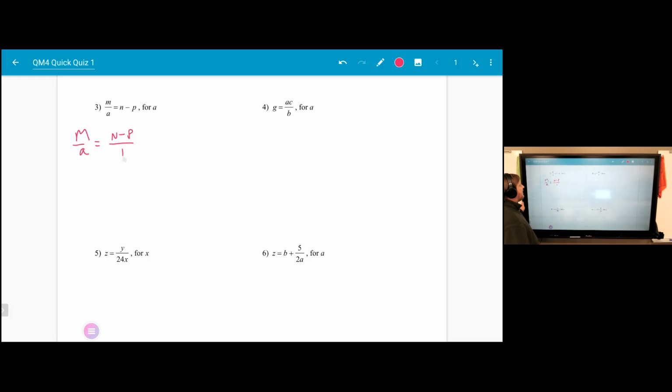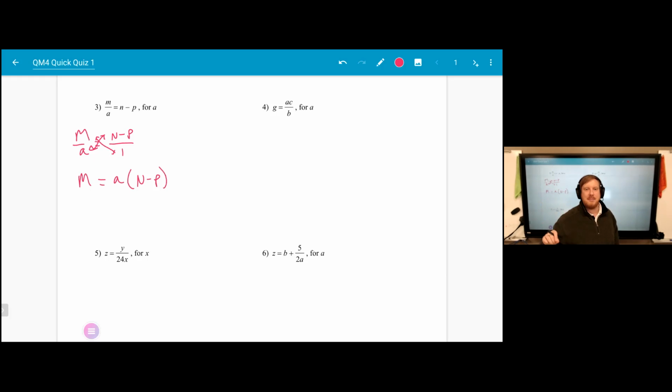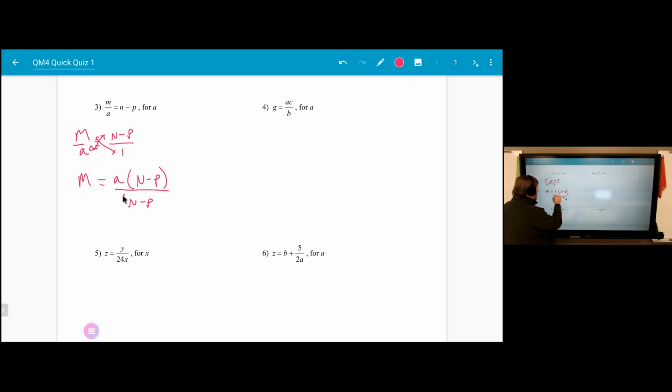Here's what you guys like. You like to cross multiply, and this is where you can actually do that. If you do that, you have m times 1, which is m, and you have a times the whole quantity of n minus p. So that's why I got to put it in parentheses. It's not just a times n, it's a times n minus p. And here, to get a by itself, we're just going to divide both sides by that same n minus p. And guess what happens? That simplifies to 1a, and I'm left with m divided by n minus p equals a. And I have isolated or solved for a.